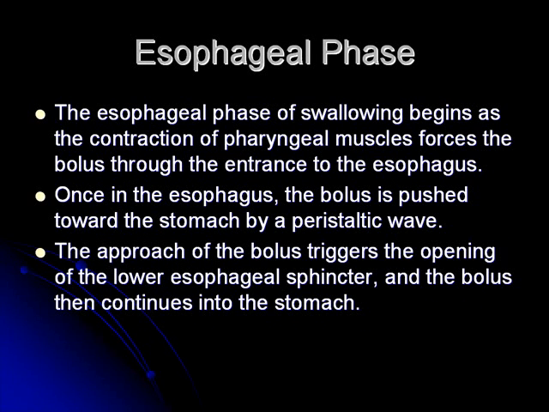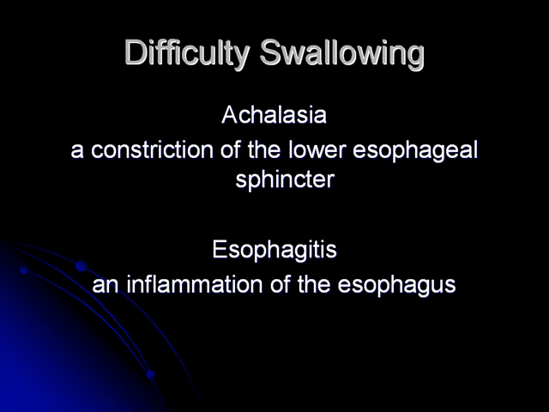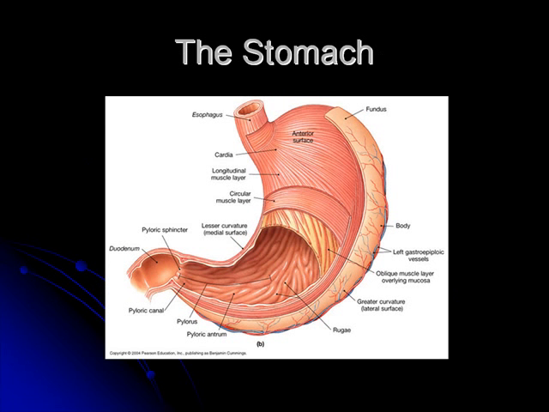The esophageal phase of swallowing begins as the contraction of the pharyngeal muscles forces the bolus through the entrance of the esophagus. Once in the esophagus, the bolus is pushed toward the stomach by a peristaltic wave. The approach of the bolus triggers the opening of the lower esophageal sphincter, and the bolus then continues into the stomach. There are conditions that can affect swallowing, and they have specific names. You should be familiar with the term achalasia. Achalasia is a constriction of the lower esophageal sphincter. Esophagitis is an inflammation of the esophagus.